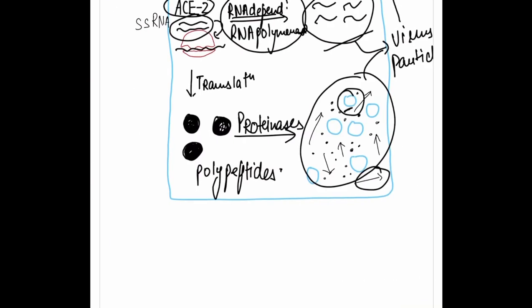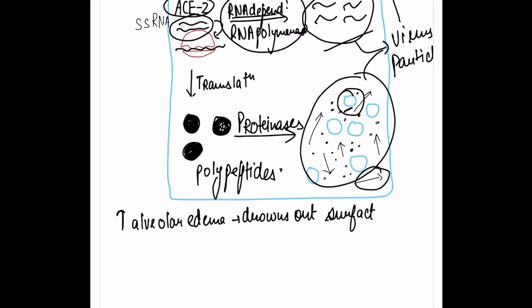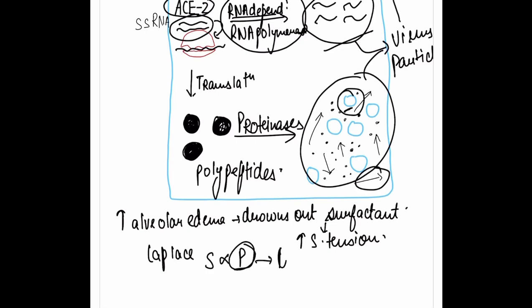Now we'll see how. There is increased alveolar edema. This drowns out the surfactant. As we all know, surfactant was responsible for reducing the surface tension, so the surface tension increases. By Laplace's law, we know that the surface tension is directly proportional to the pressure. Here the pressure is the collapsing pressure. As a result of this, the alveoli collapse.